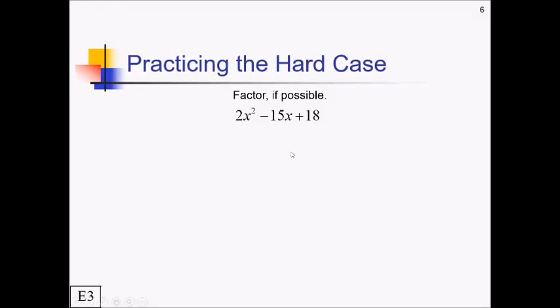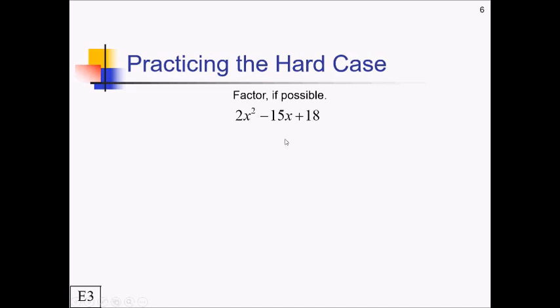To close things out here, we'll do one more example just to let you practice the techniques you've learned so far. So pause the video and give this a shot using any method you think will work. Okay, so first thing we notice, we don't have an a value of 1. And if you look to factor out a 2, you're going to find that we can't do that because of this 15 in here being odd. So that means we have to use either guess and check or the AC method, factoring by grouping.